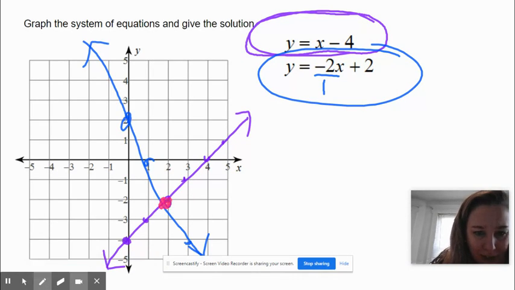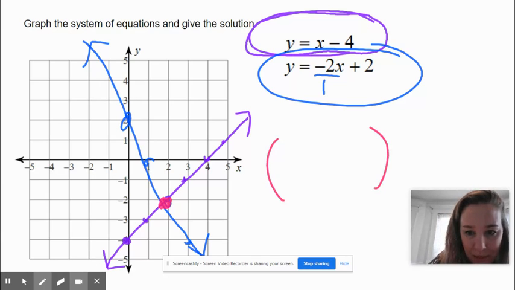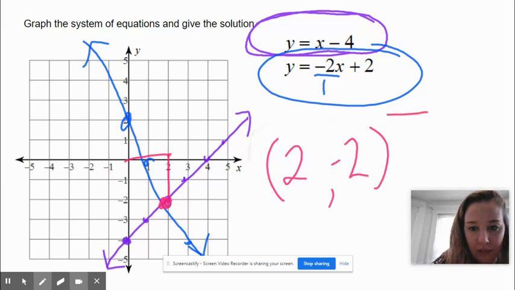Okay, there it is. So your final answer here is, because it's an xy coordinate, 2, -2. So that would be your final answer.